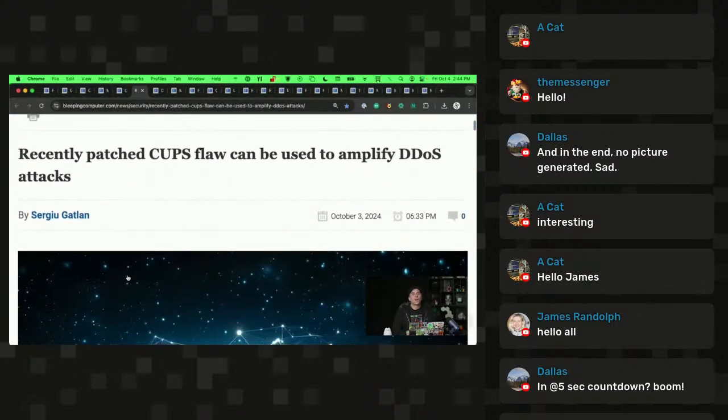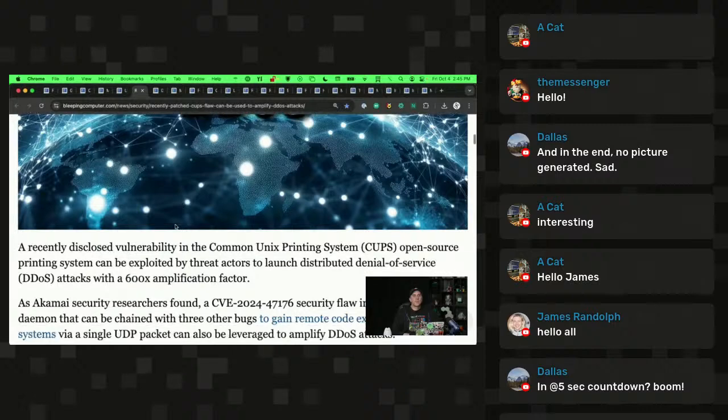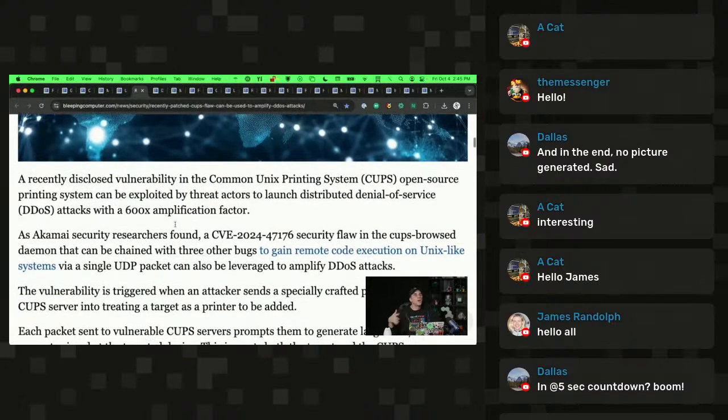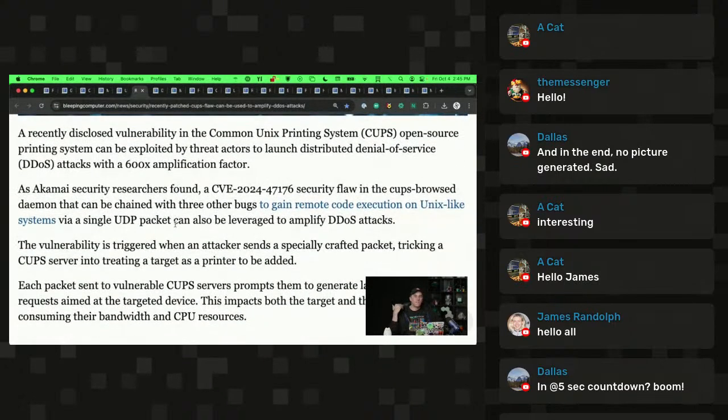All right, so we talked about the CUPS vulnerability as it came out. This was something I worried was going to ruin my week, and instead it was relatively quiet, with the exception of the fact that this could be used to, instead of fully compromising a server, just amplify a distributed denial of service attack. So they talked about how this could be used to send a single packet to cause a vulnerable server to then send a flood of traffic to a particular IP address.